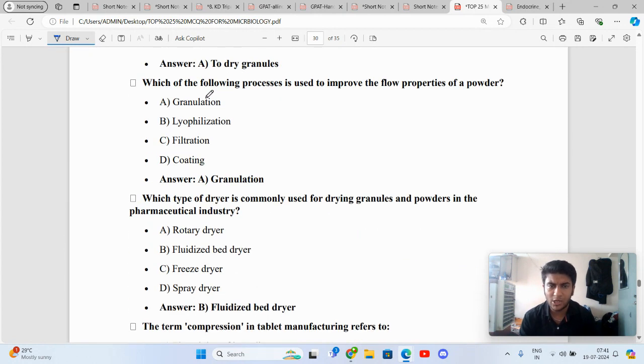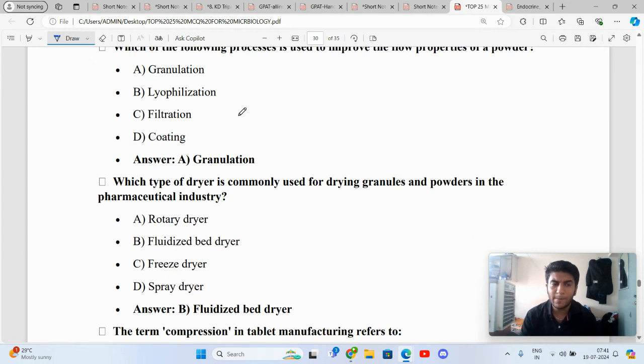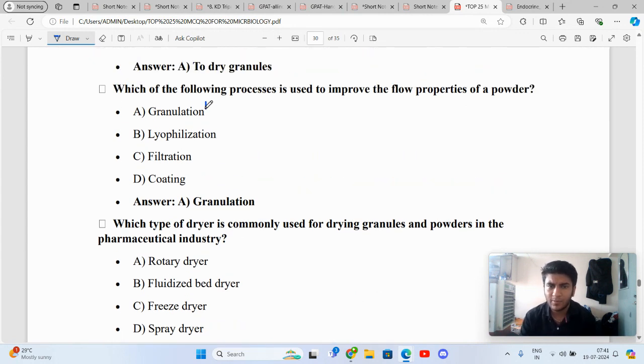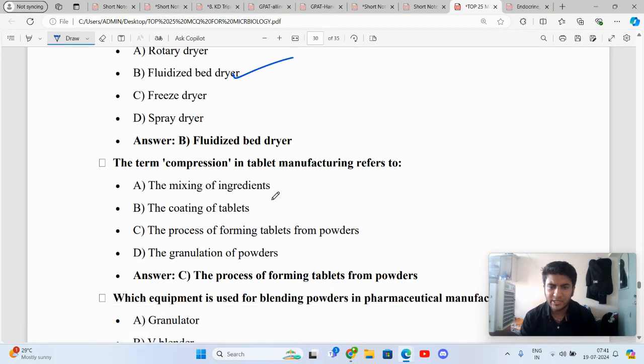Which one of the following processes is used to improve the flow properties of powder? Flow properties of powder can be improved by promoting the granulation process. Dry granulation, wet granulation, direct compression, chilsonator or slugging. Right? These are different techniques. Which dryer is used most for drying granules and powders in the pharmaceutical industry? Obviously, it's FBD. Compression. There are different terms: compression, compaction, and consolidation.